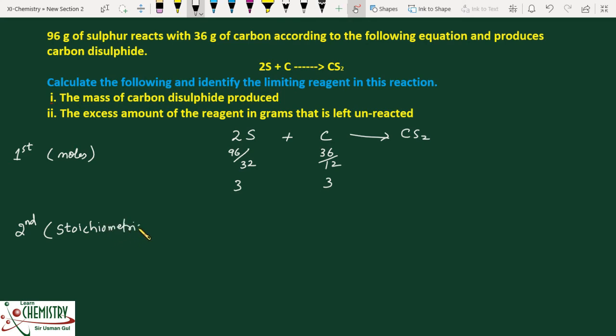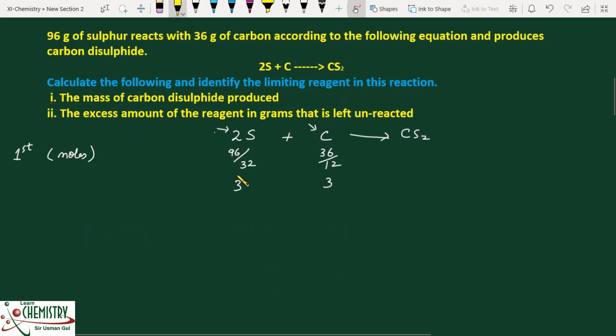Now the second thing I am going to calculate is called stoichiometric moles, and with the help of these moles I am going to tell you which one is the limiting reactant. So I will use the 3 moles of sulfur divided by the 2 moles that are in the equation, and similarly the 3 moles of carbon divided by 1. You can see in the equation there is only 1 carbon. So for the sulfur I get 1.5, and for the carbon I get 3. Now you can see that the moles of carbon are greater than moles of sulfur, so carbon will be the excess reactant and the sulfur will be the limiting reactant. So this is the shortcut method to determine the limiting reactant and the excess reactant.